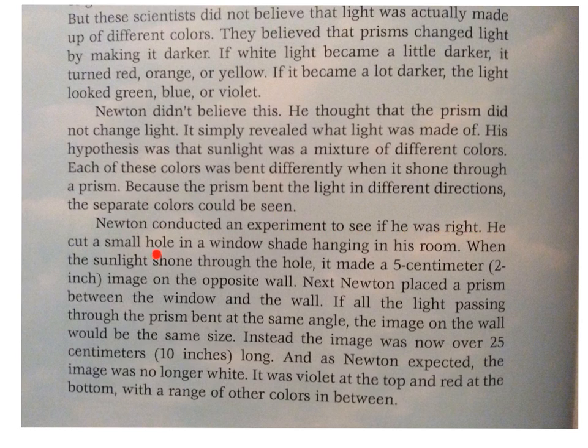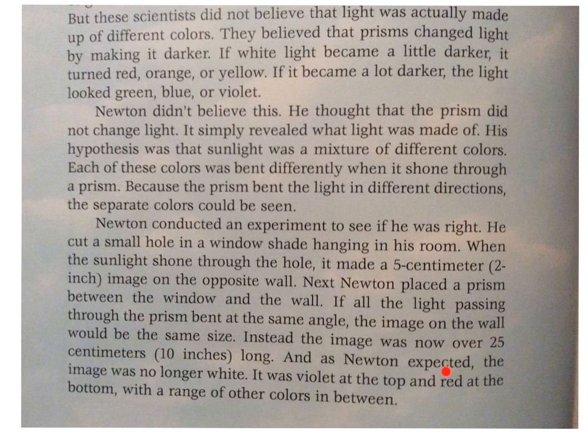He cut a small hole in a window shade hanging in his room. When the sunlight shone through the hole, it made a 5 centimeter, 2-inch image on the opposite wall. Next, Newton placed a prism between the window and the wall. If all the light passing through the prism bent at the same angle, the image on the wall would be the same size. Instead, the image was now over 25 centimeters or 10 inches long.